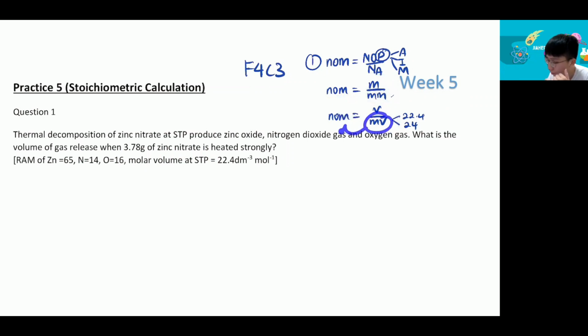Then I bring this over, I can find my volume. Okay, now, so these are the three important formulas in your Form 4 Chapter 3 in order to start doing stoichiometric calculation. That's the first thing. Again, you should know these three formulas first.